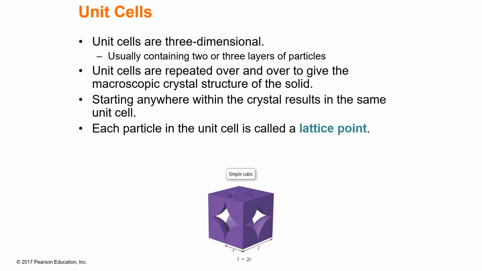And each particle within that unit cell is called a lattice point. So the example that's shown here, we have the center of each atom in the corner of our unit cell, and this is what's referred to as a simple cubic. So 1/8 of each atom is represented in the corner of our unit cell.